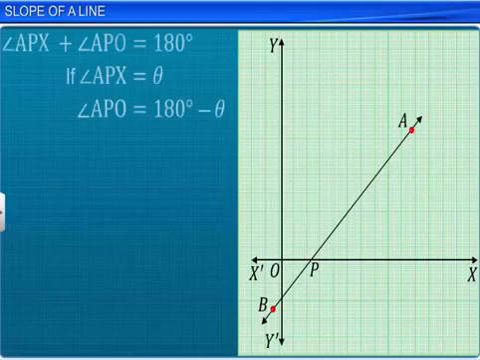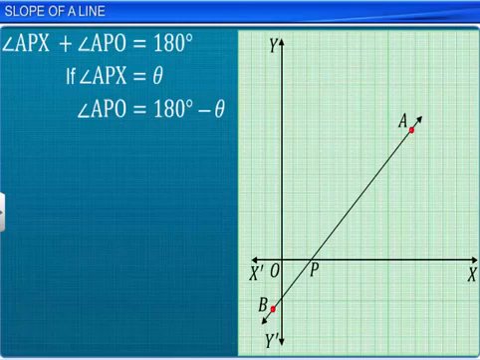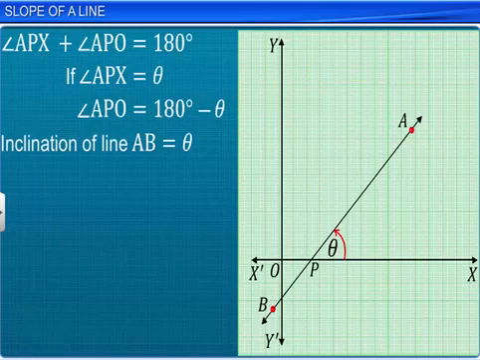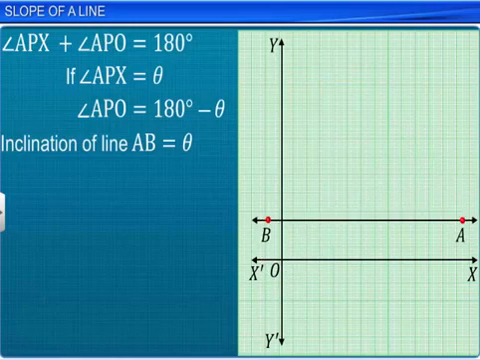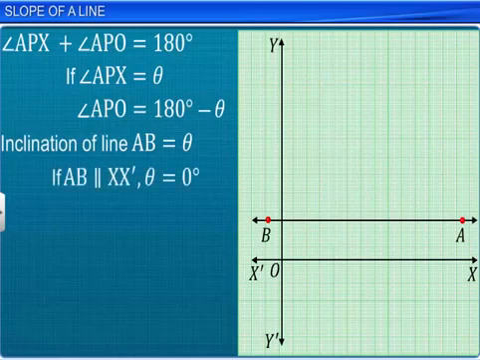A line intersecting the x-axis forms supplementary angles. The angle made by a straight line in the anti-clockwise direction with the x-axis is called inclination. Here, the anti-clockwise direction is also called the positive direction. The x-axis and the lines parallel to it are called horizontal lines. If line AB lies along the x-axis or is parallel to the x-axis, then its inclination is 0.